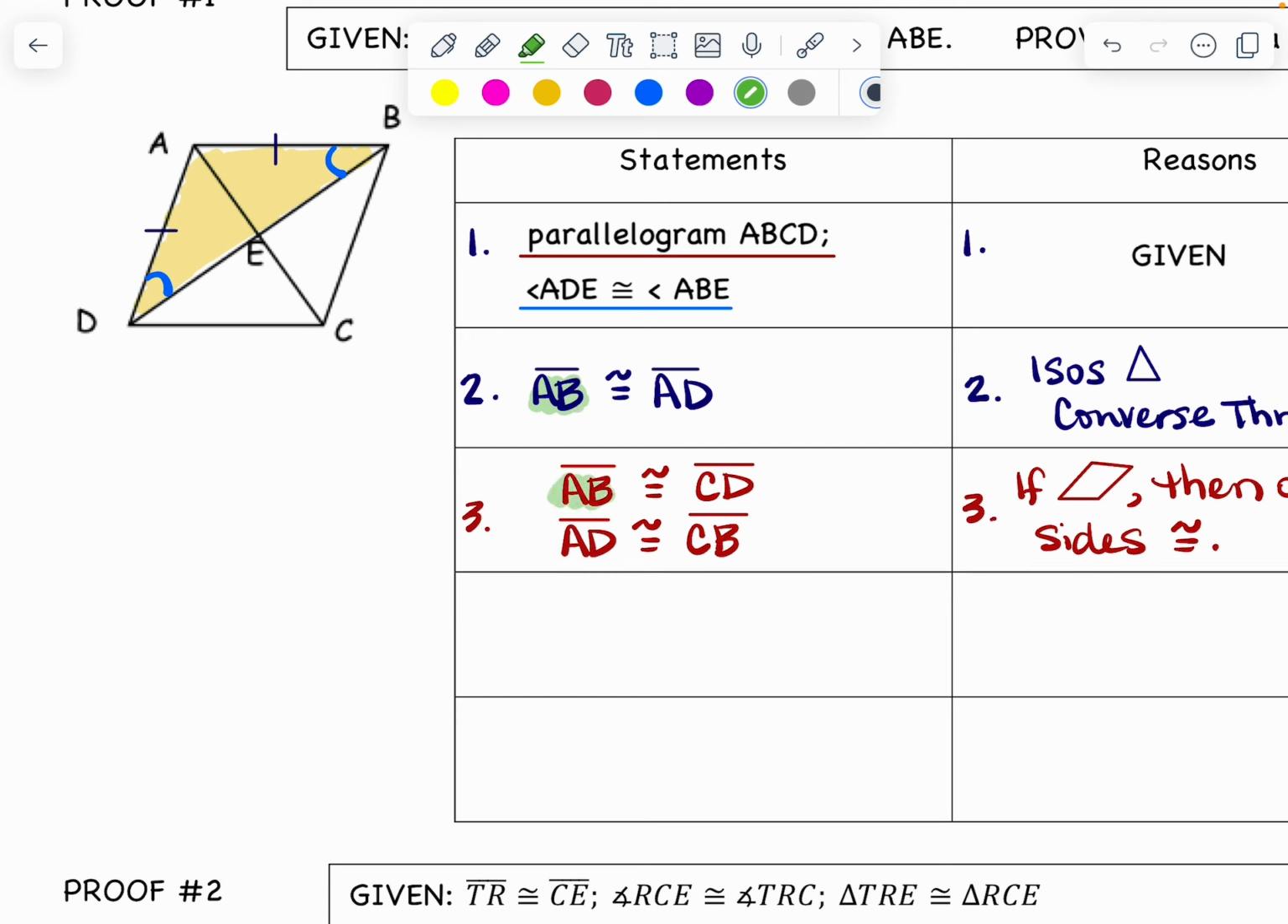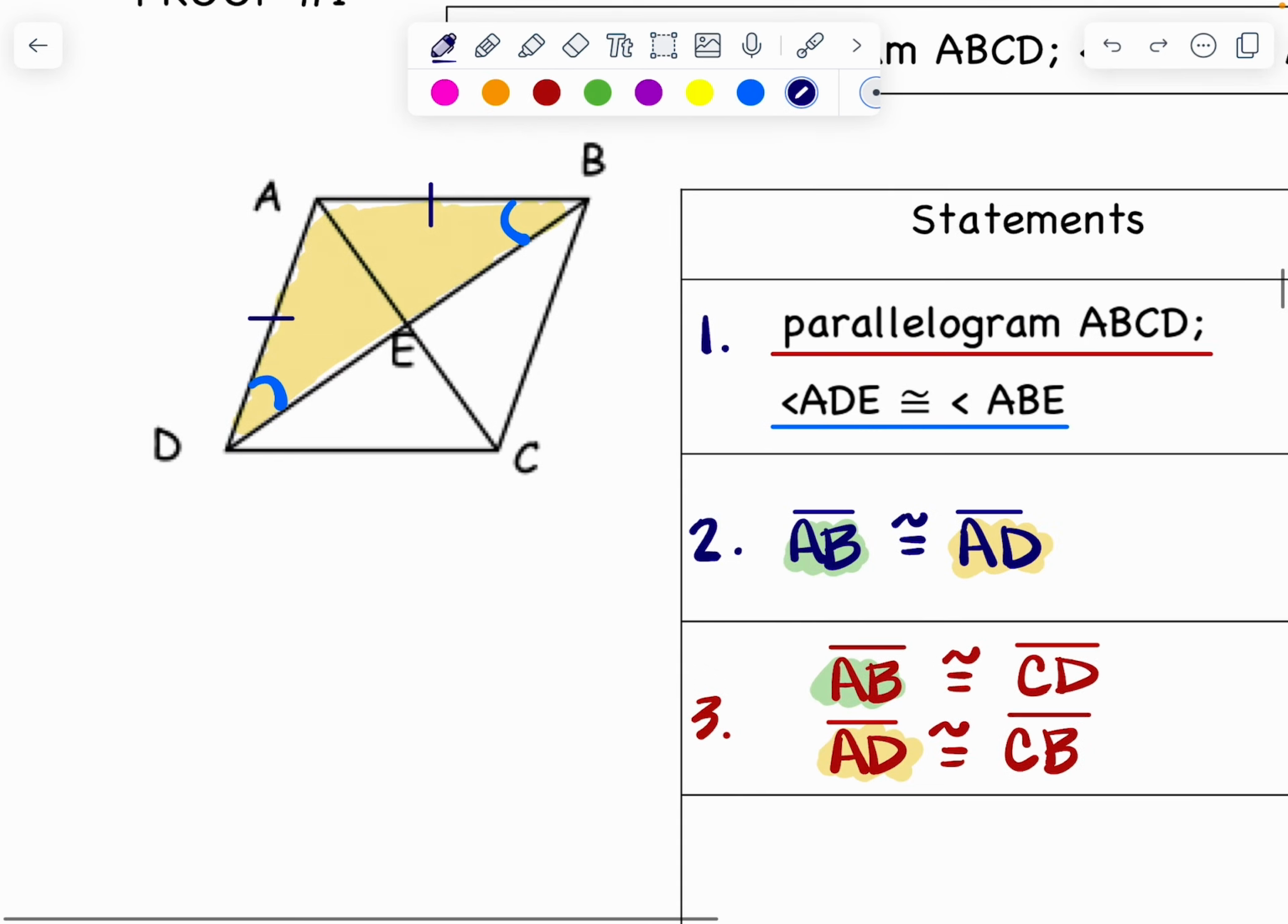We've got an AB in step 2, and we also have an AB in step 3. And we have an AD in step 2, and we also have an AD in step 3. So if these two guys are congruent, and you see them right here, then these two guys must also be congruent, right? So everybody has to be congruent.